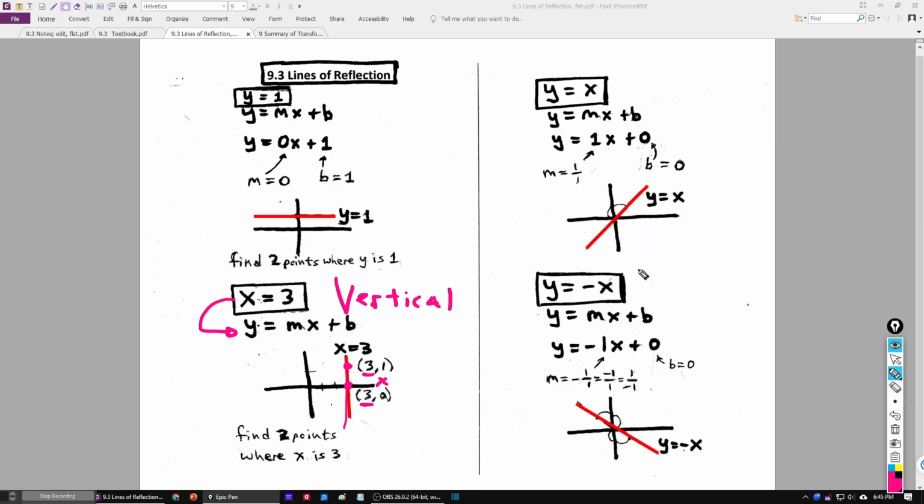So get accustomed to that. Please, it'll be of great value to you. Here's the other two formats that we need to become familiar with. These are a little bit easier, I think.